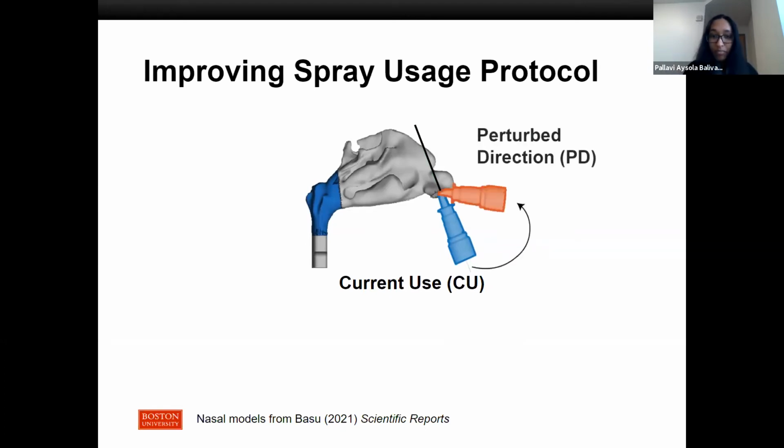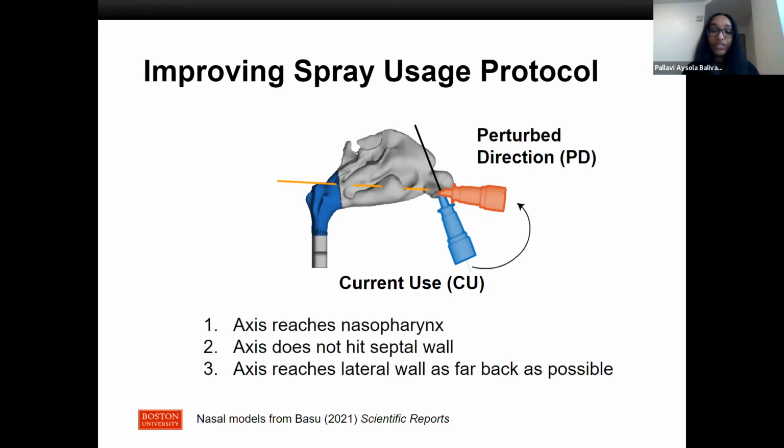So that's what we did. We came up with a perturbed direction using a set of guidelines. So after drawing the axis of the nasal spray, we want the nasal spray axis to hit the nasopharynx, but as points 2 and 3 show, we want to minimize the axis hitting any off-target locations as much as possible. So essentially, we're trying to use this line of sight method to target the region.